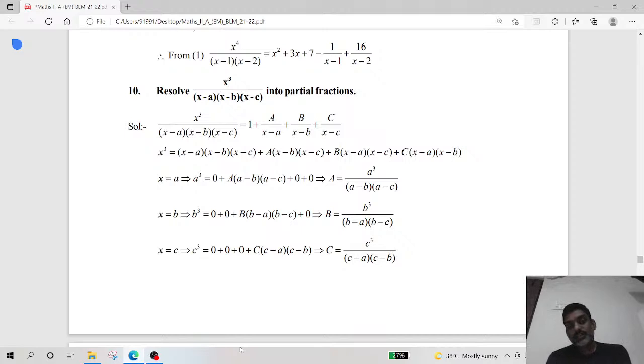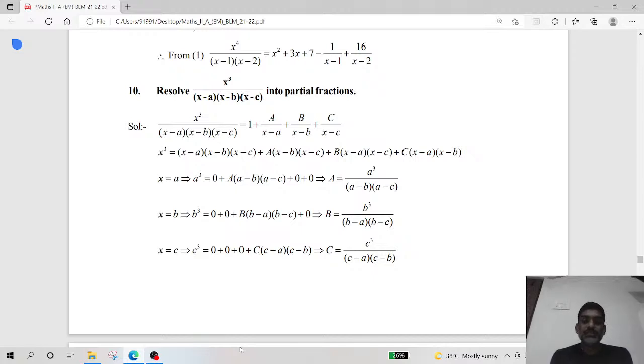Next, question number 10. Resolve x to the power of 3 divided by x minus a into x minus b into x minus c. Both are having equal degree. Still, it is an improper fraction. So this kind of fraction can be written as 1 plus A by x minus a plus B by x minus b plus C by x minus c. Then if you take the LCM, x minus a, x minus b, x minus c, plus A times x minus b, x minus c, plus B times x minus a, x minus c, plus C times x minus a, x minus b. Solving is very easy.